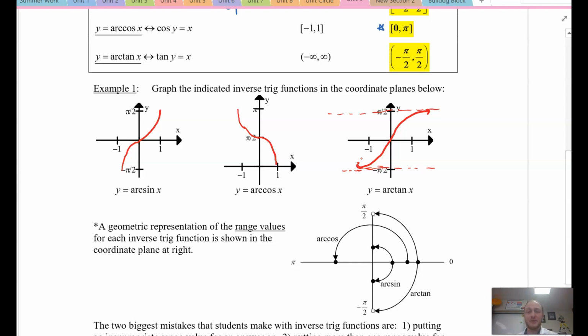Now how do we get these values? Well, you switch your x and your y values for a sine function or a cosine function, and these are the graphs of the functions. So just something to keep in mind.